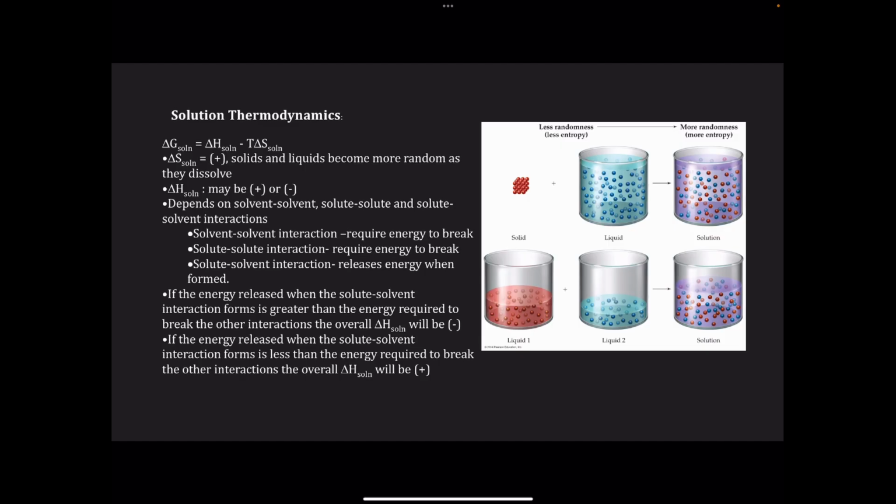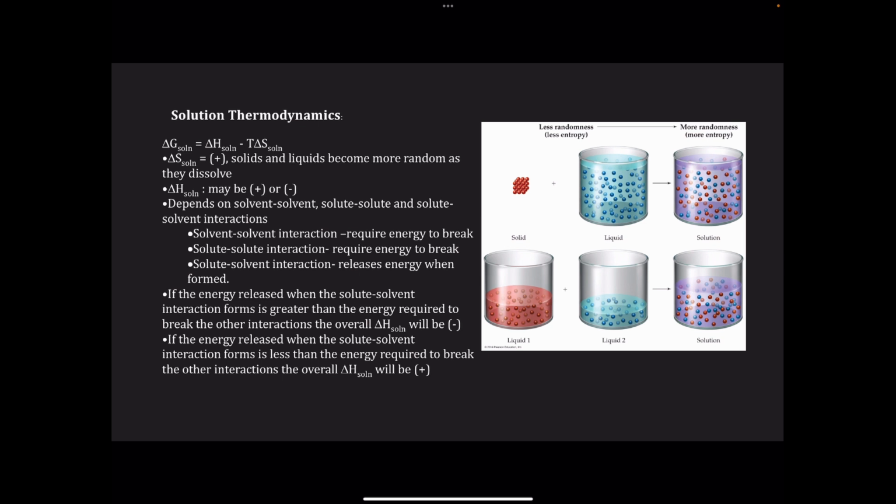So how does this impact solutions? If we're going to talk about the formation of a solution, the free energy associated with that solution formation equals the heat transfer as a result of that solution formation minus the temperature times the entropy of that solution formation. Now, the entropy is always going to be positive. Solids and liquids become more random as they dissolve.